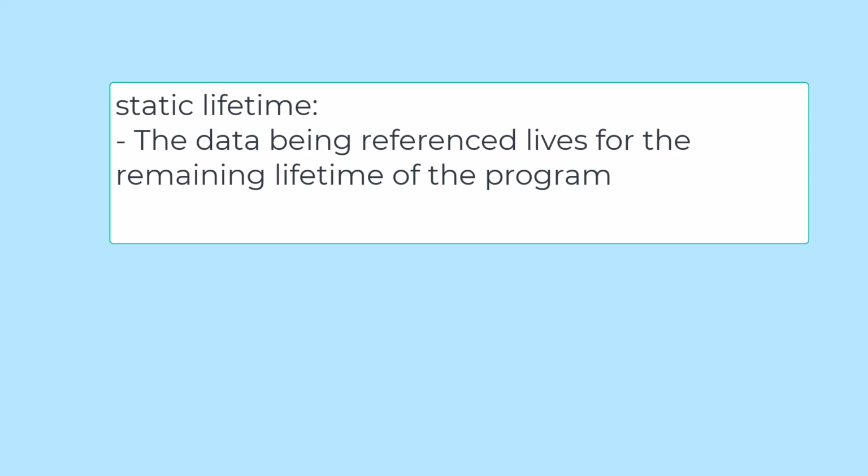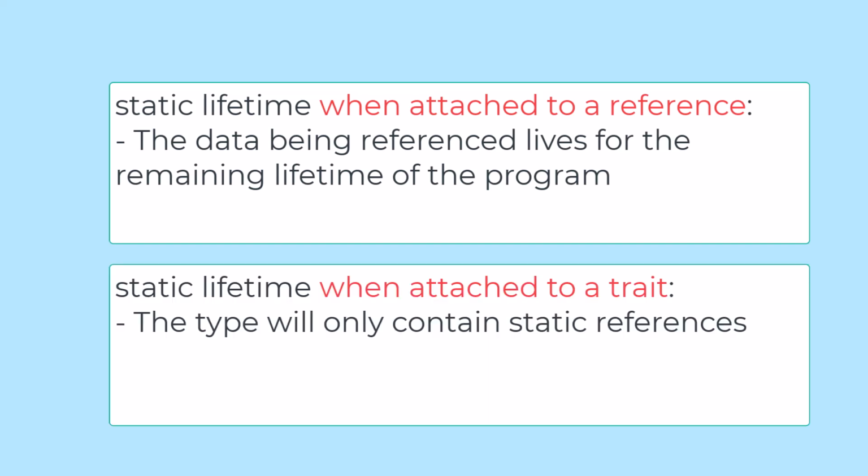The first is if it's attached to a reference. That means that the data being referenced lives for the remaining lifetime of the program, though we can force it to be shorter. The other is if it's attached to a trait, then it's called a trait bound, and it means that the type, in our case, the original type of our trait object, will only contain static references.